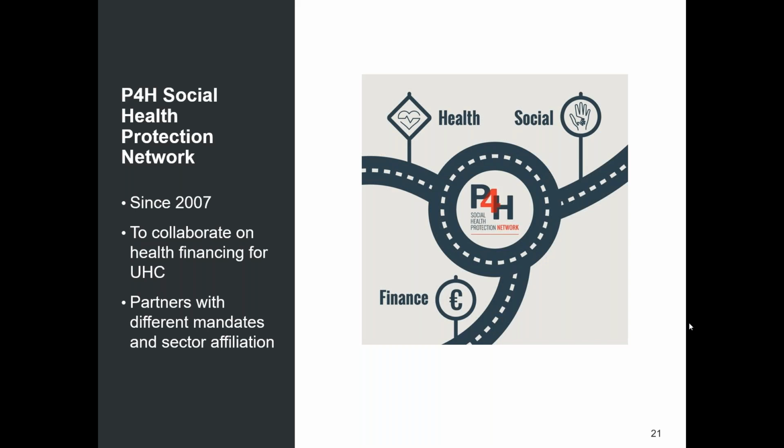Also to have a maximum degree of alignment and complementarity. So in case there are gaps in development assistance, we can complement those. And another approach was to use partners' comparative advantage, especially sector affiliation, meaning the World Health Organization, for example, is closely affiliated with the Ministry of Health. The World Bank has good links with the Ministry of Finance. ILO has good links with the Ministry of Labor. So together, we can advance a better case for universal health coverage.